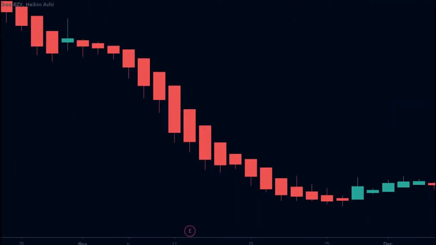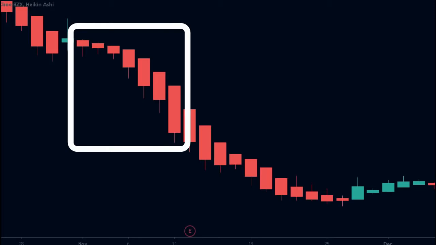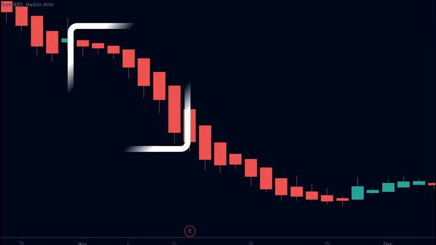Similarly, in a downtrend, we see red candles with very minimal or no upper wicks. These candles show that there are a large amount of sellers in the market. And no upper wicks show the absence of any buyers. This shows that there is strength in the downtrend.